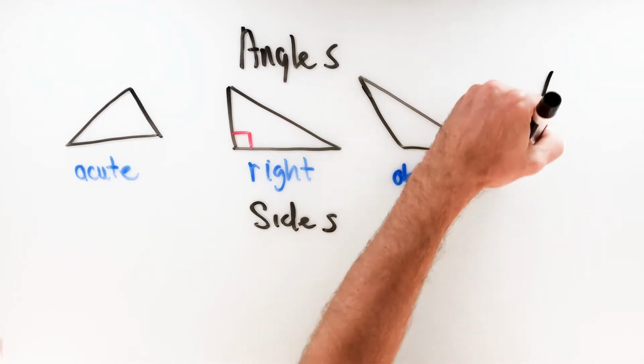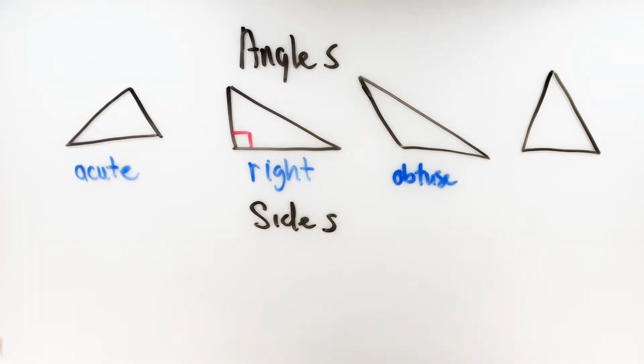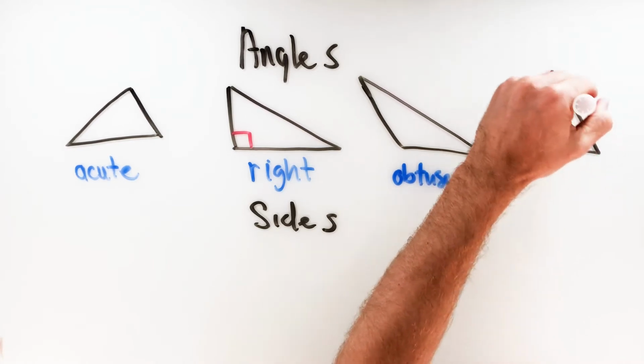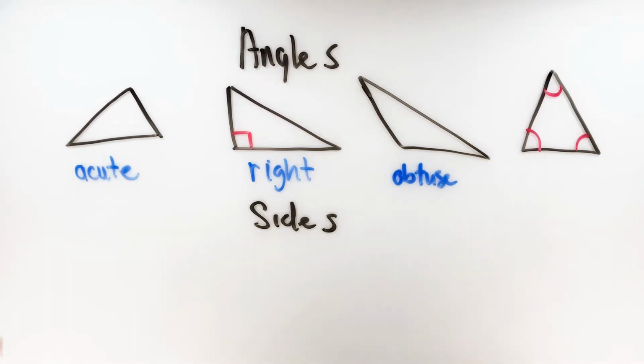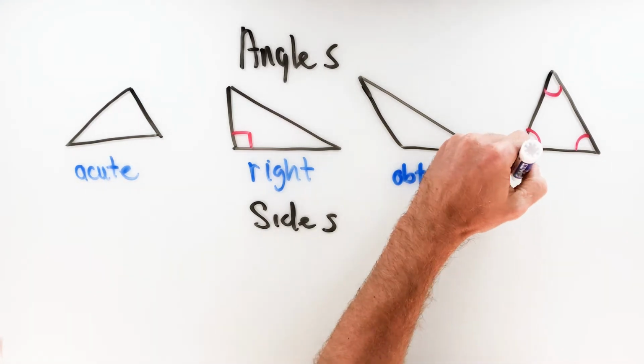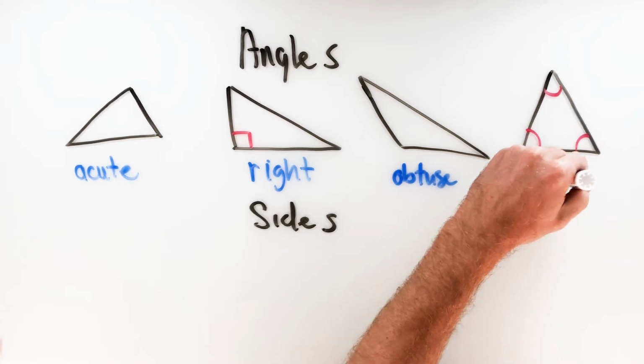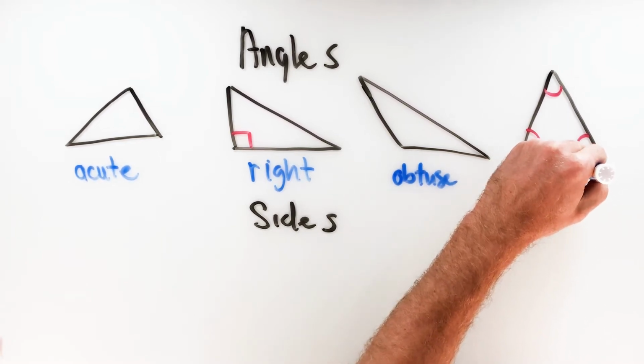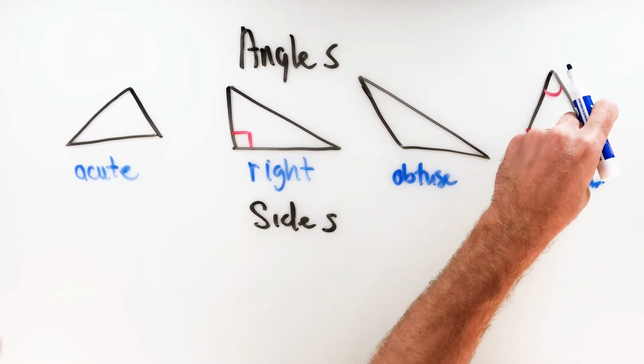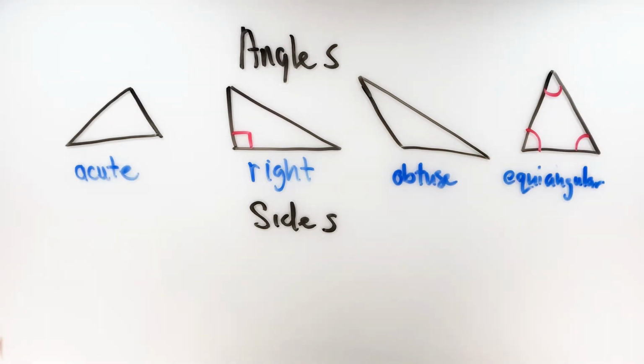And then finally, if you have a triangle where all three angles are congruent, or in other words, all the angles are equal, that's what we call an equiangular triangle. So all angles equal, that is equiangular. That's four ways you can classify triangles based on their angles.